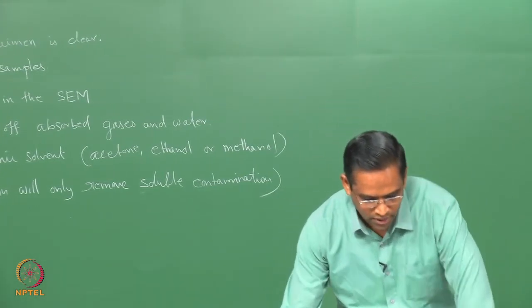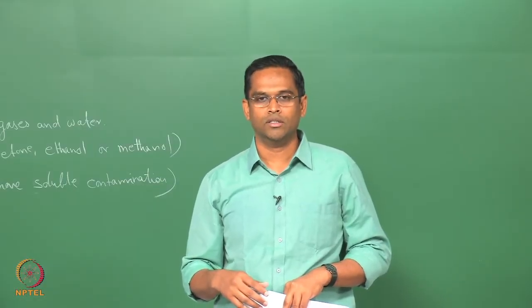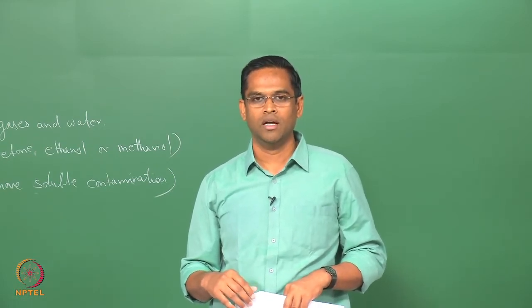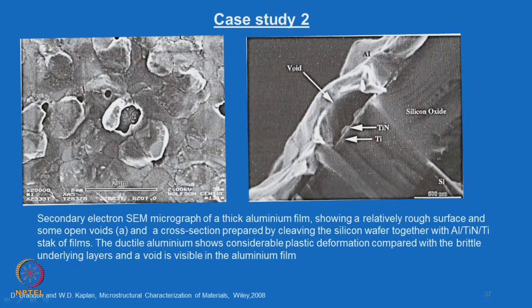So, what you are seeing on the screen is the secondary electron SEM micrograph of the thick aluminum film. Remember, one of the objectives of this case study was to look at the initial deposition of aluminum and its morphology. The earlier one we have seen was a lower magnification, where you could see the grain boundaries and so on, and here you see a higher magnification image, and much more detail is visible.